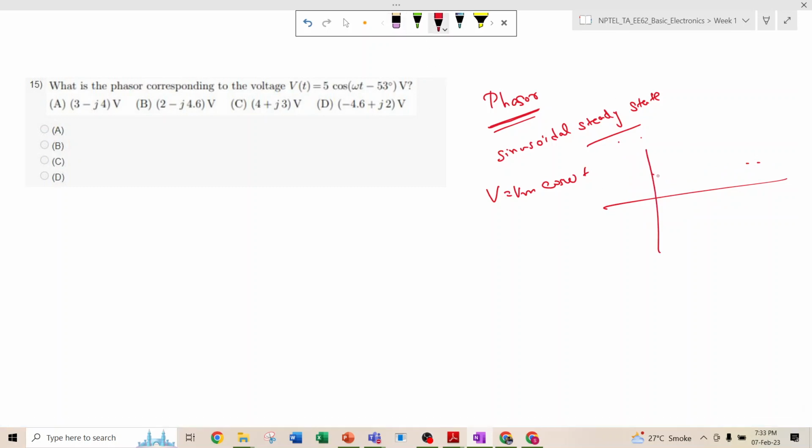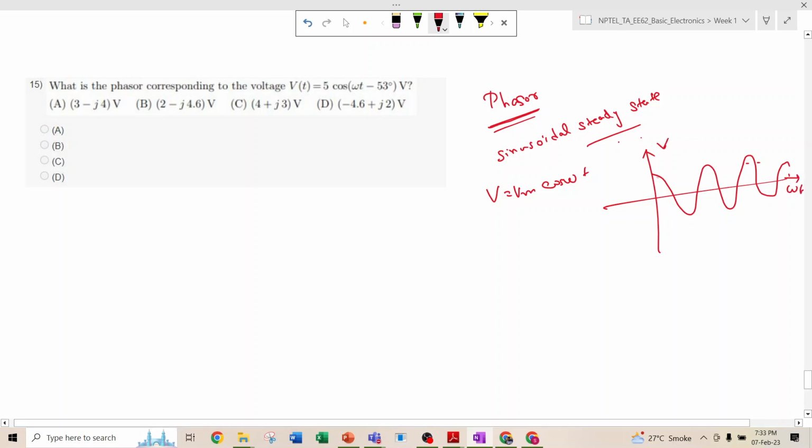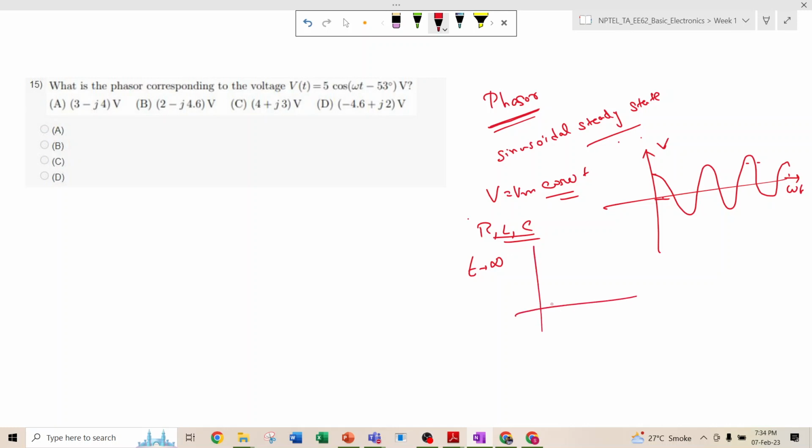This is cos, right? So it will come from here. Okay, so this is Vm cos omega t volts. So this is a sinusoid signal, and its average value is always 0. So if we use this kind of source instead of a DC source, then for any resistor or inductor or capacitor at time t equal to infinity, the voltage or the current that appears will also be a sinusoid.